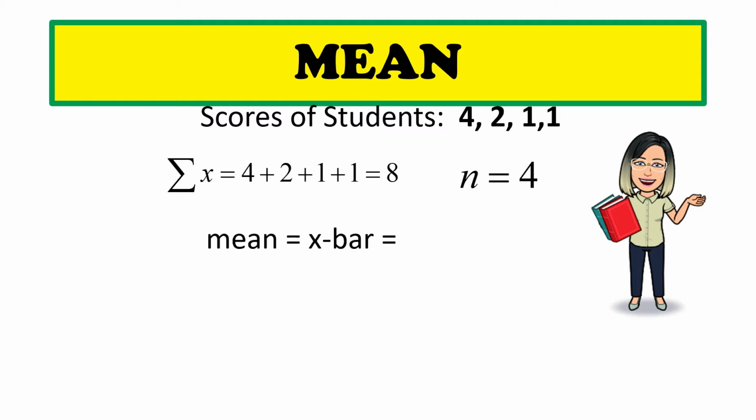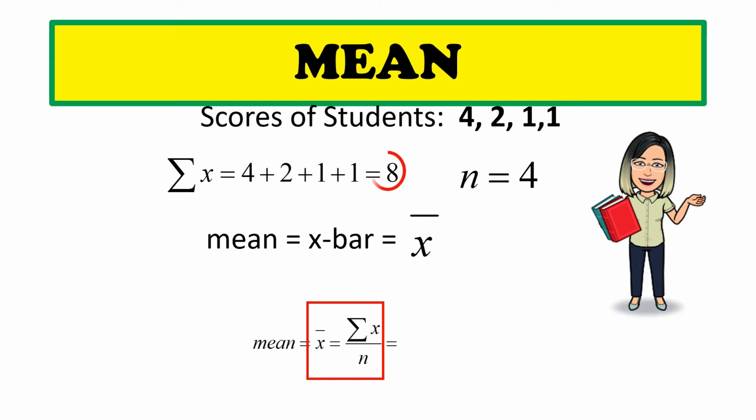So mean is x bar, which is represented as an x with a bar above. We write the formula in finding the mean, that is summation of x over n. Then we try to substitute the given in the formula. So what is our summation of x? Summation of x is 8. What is our n? Our n is 4. So that is 8 over 4.